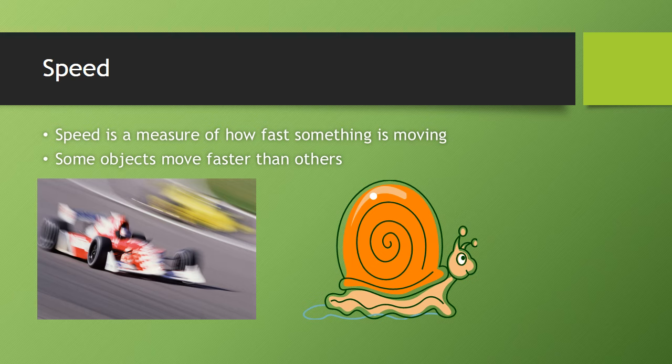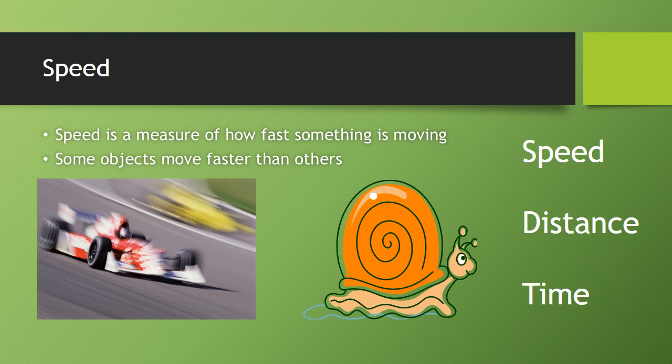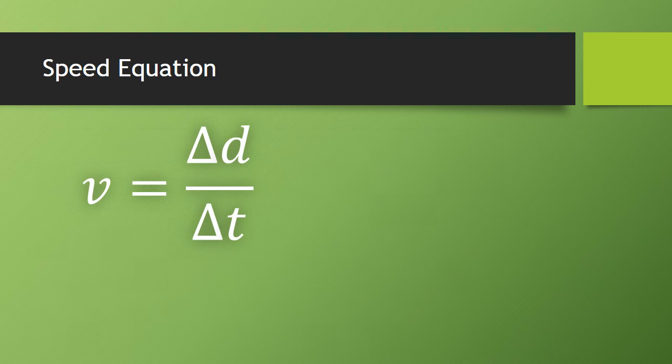So speed is a measure of how fast something is moving, and we all know that some objects move faster than others. The Formula 1 car, for example, moves significantly faster than the snail. There are three things of interest here. Firstly, the speed itself. Secondly, the distance the object has travelled. And thirdly, the time it took. And when we put those three things together, we get the speed equation.